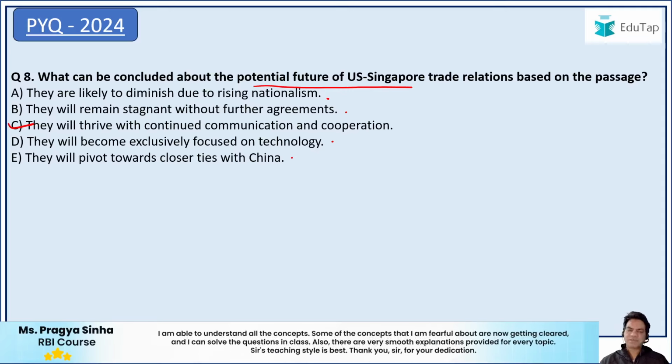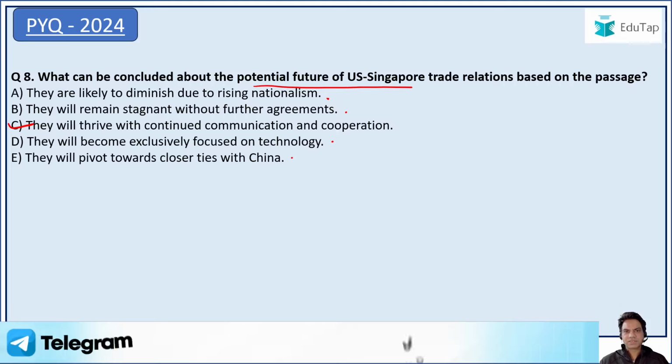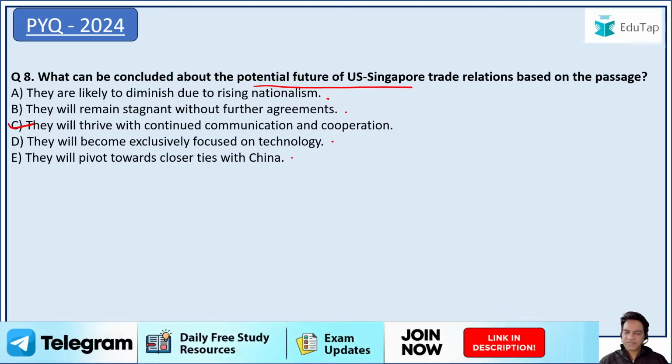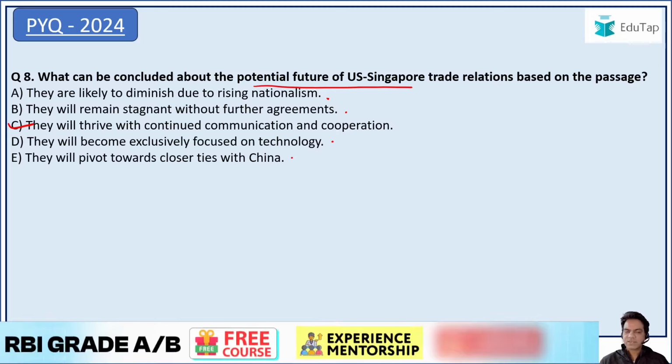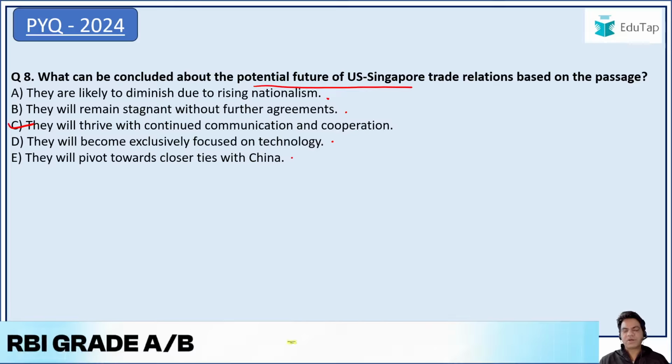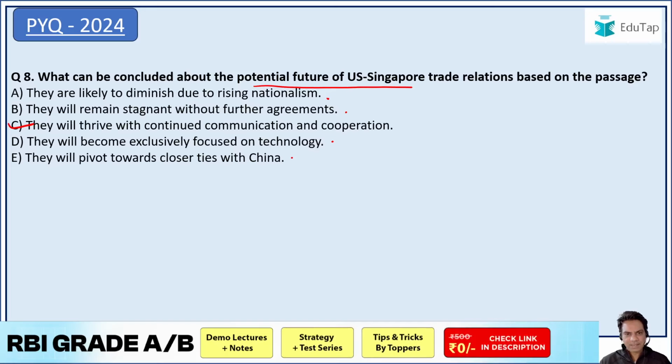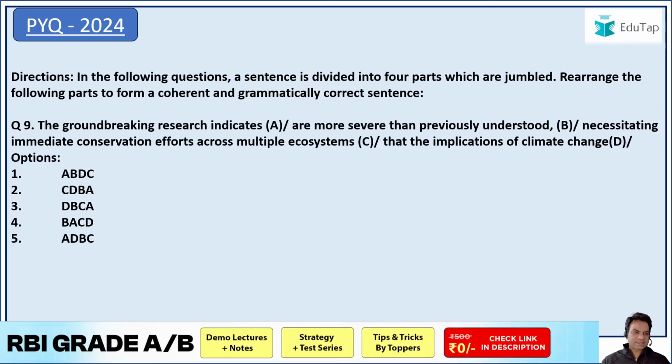So guys, this is what you have to do. Read the questions first, identify what you have to look for, and then read the passage and look for your answers. You should only read your passage once and be able to solve all the questions in one go. That should be your target in the exam. Let's move to the next set of questions.